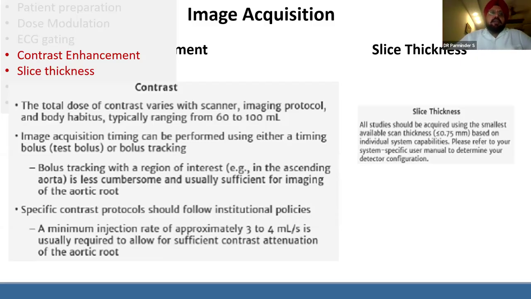Bolus tracking with a region of interest in the ascending aorta is sufficient for imaging the aortic root. A minimum injection rate of 3 to 4 ml per second is usually required to allow for sufficient contrast attenuation of the aortic root. The slice thickness we need for most of the scans is less than 0.75 millimeters, although it depends upon the system capabilities.